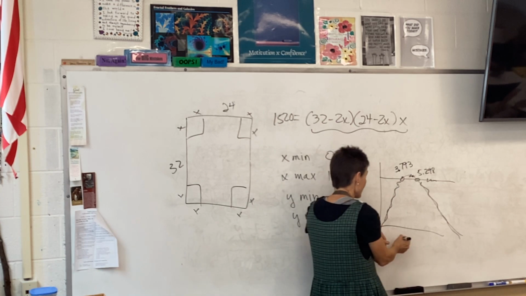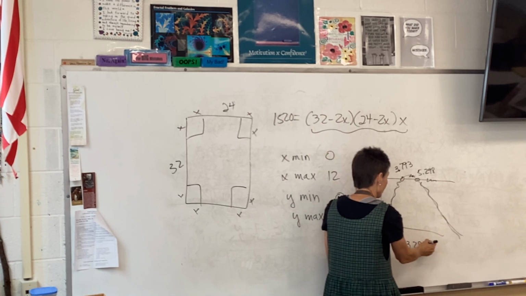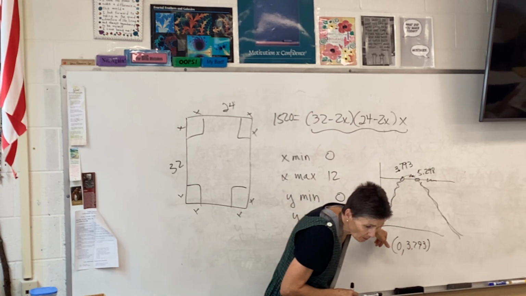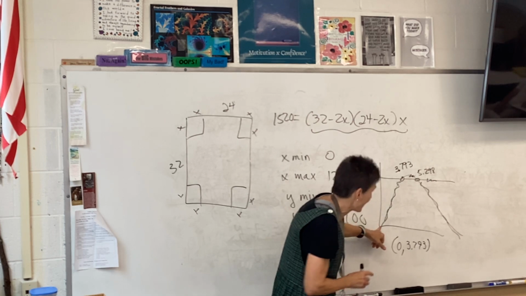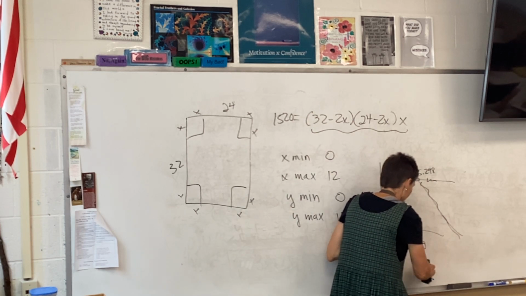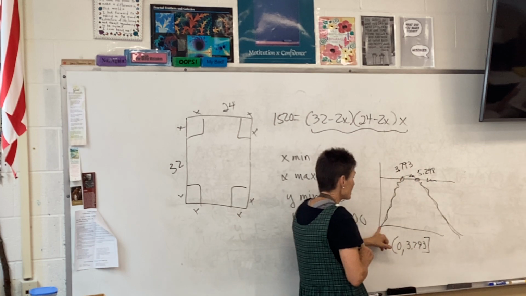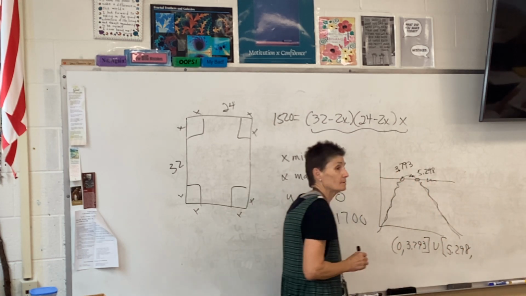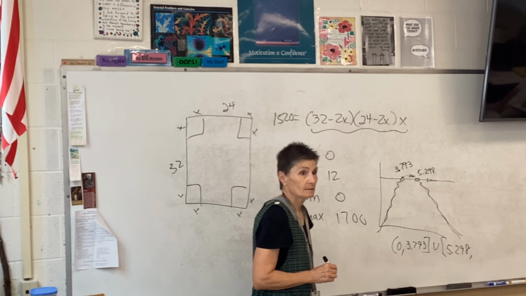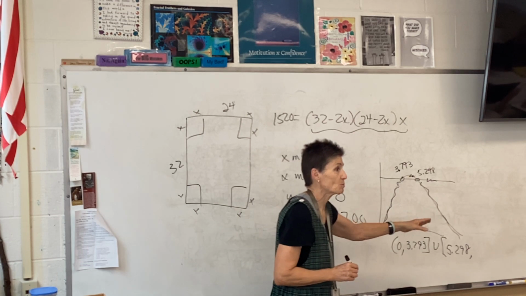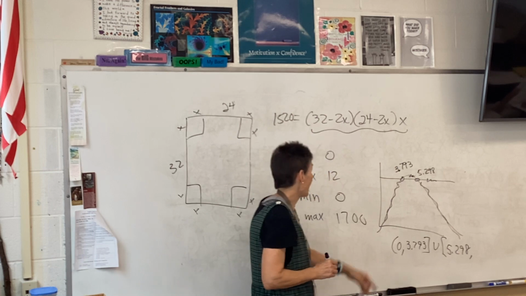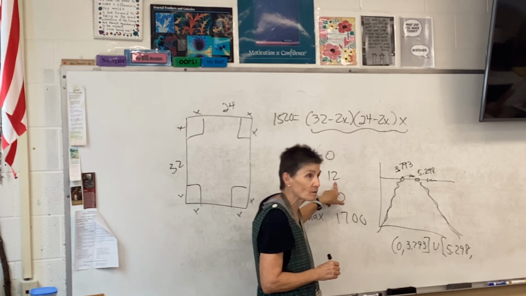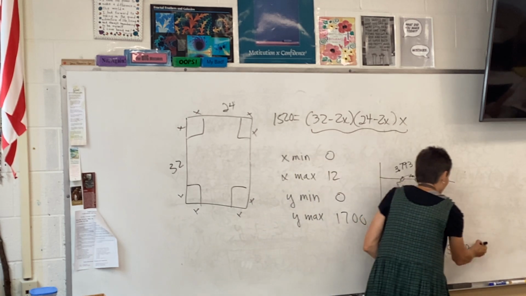Look at your x's. Everything from 0 to 3.793. Wait, it says no more than. So no more than is less than or equal to. So I have to put a bracket there. Or 5.298 to what? Not 0. Those are x's, guys. What's my biggest x? My biggest x is 12. We already talked about that. X can't be more than 12. So we're going to end it at 12.